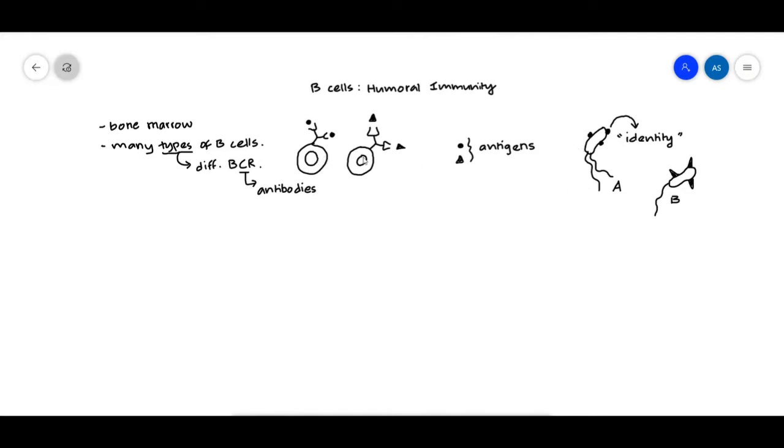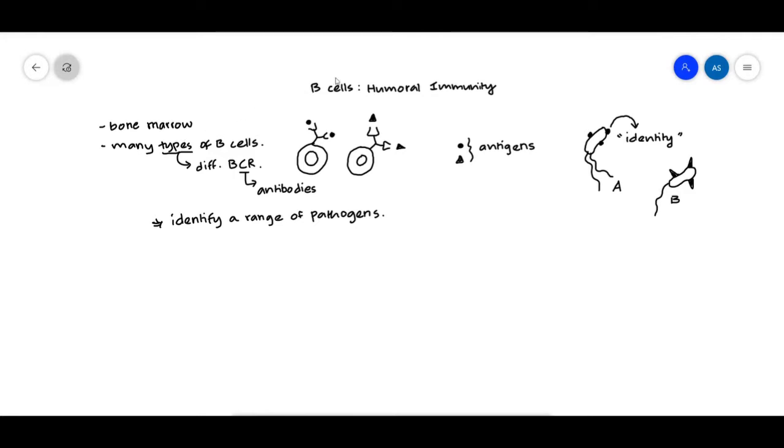And that will allow different B cells to identify different types of antigens. There are many thousands of B cells within our body, each with a different type of B cell receptor. And this enables us to identify a whole range of pathogens. So our immune system has the potential to identify a variety of pathogens and then initiate immune responses to help us fight against them.